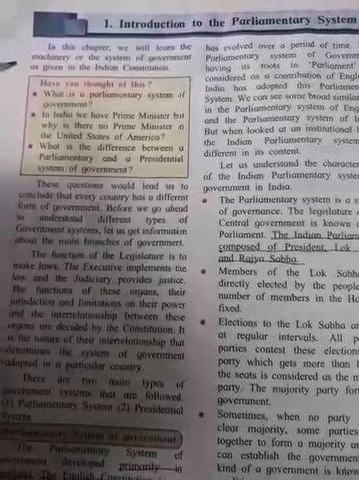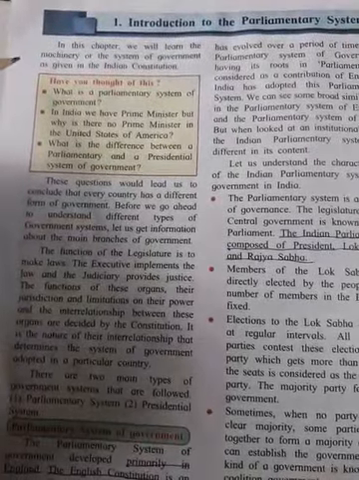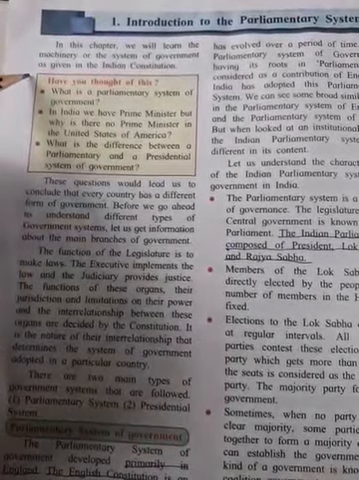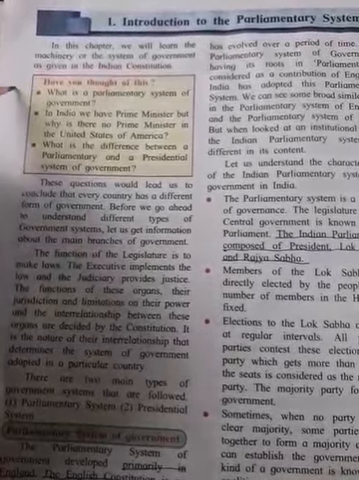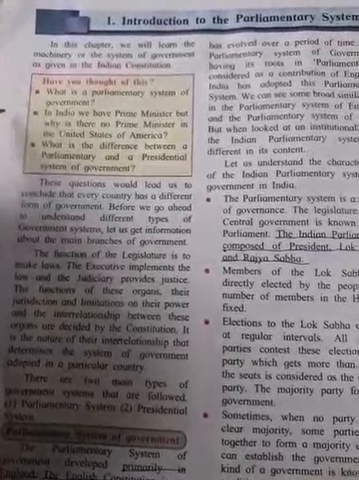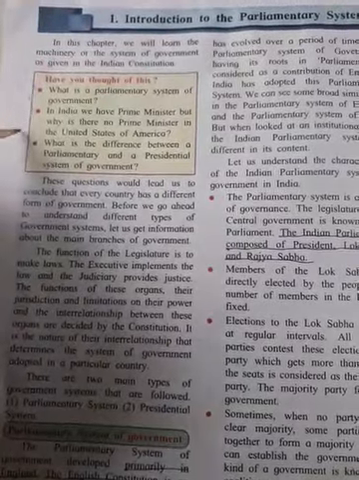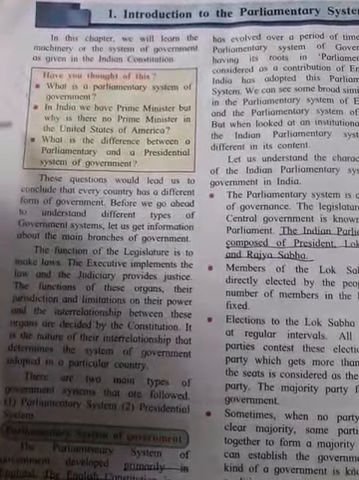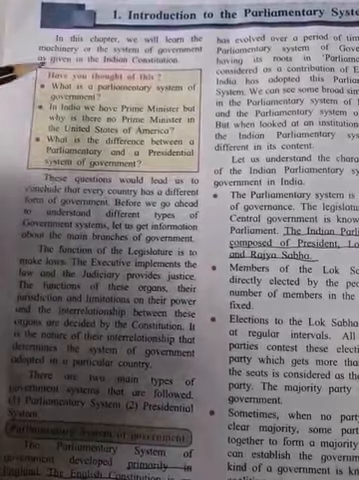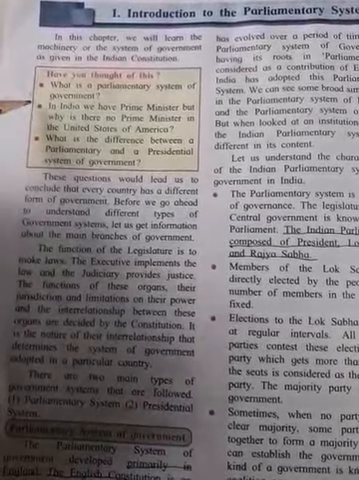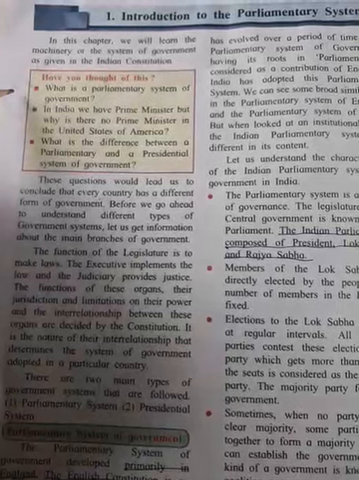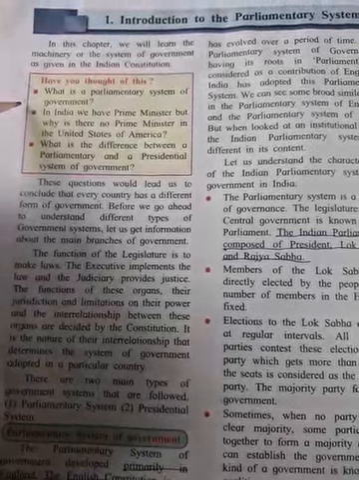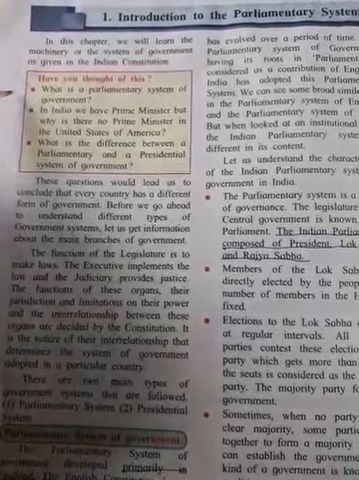Friends, we know we have union government, then we have state government, and we have local government and local government bodies. And union government means our parliament. State government means Maharashtra state, Kerala state, Jammu Kashmir state, then Madhya Pradesh state, like that.